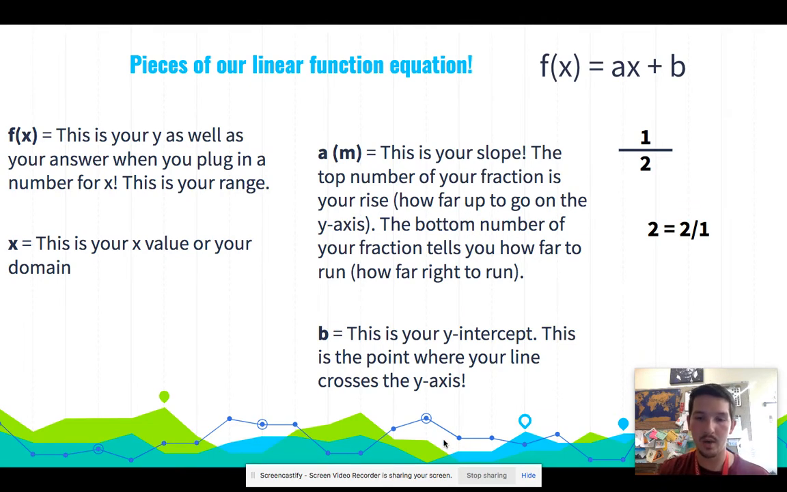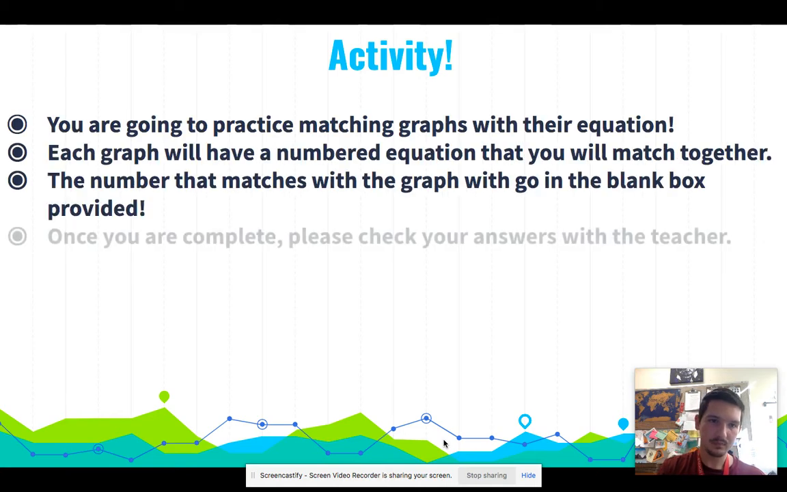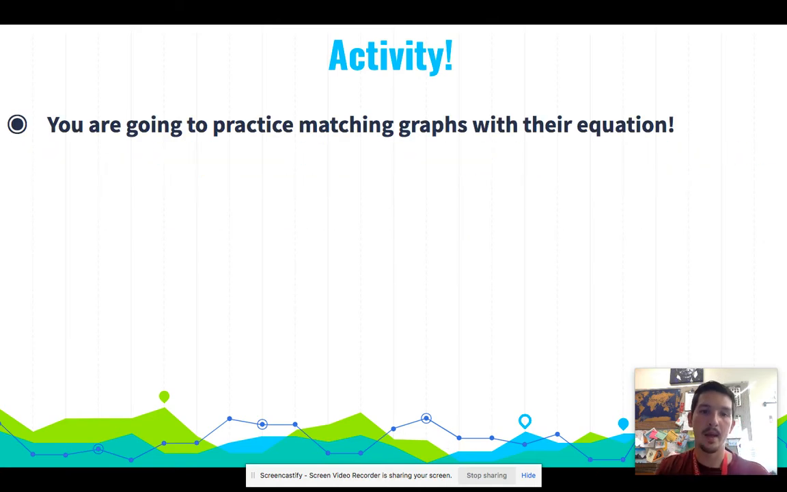But I'm going to go ahead and explain the activity for today. You're going to practice matching graphs with your equations. You're going to get a bunch of graphs, letters A, B, C, D, E, F, G, with a small white box under each graph. The box is where you're going to put the number of the equation that goes with it. So find the equation on the paper, match it with the graph, and put the number in the box that's provided with the graph.